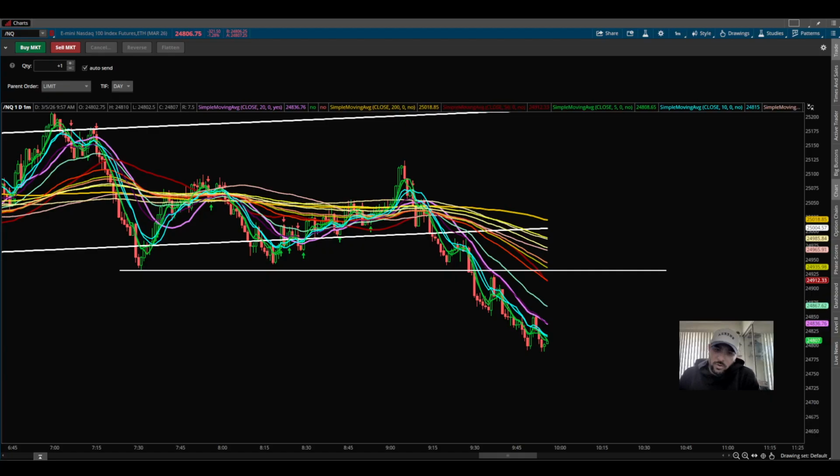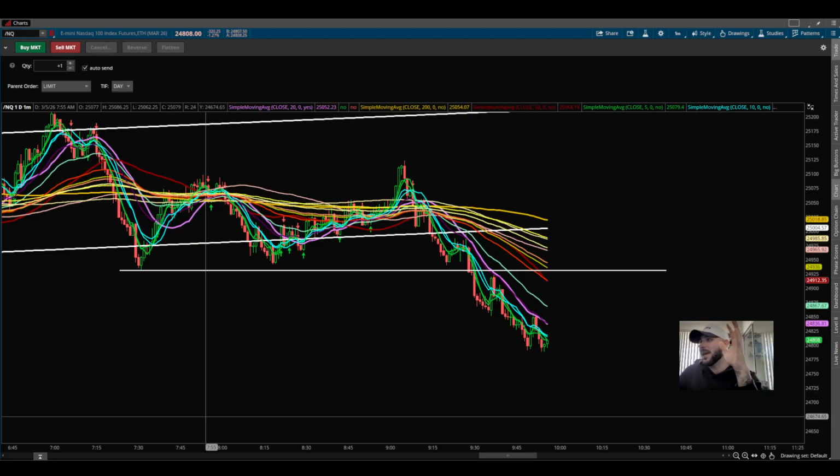So on the QQQ side, which again, we are looking at the Nasdaq futures charts. So for all of you futures traders, I'm going to give you guys your levels and some things to look for. But I just so happen to be trading options. So $767 on the options side on the QQQs.